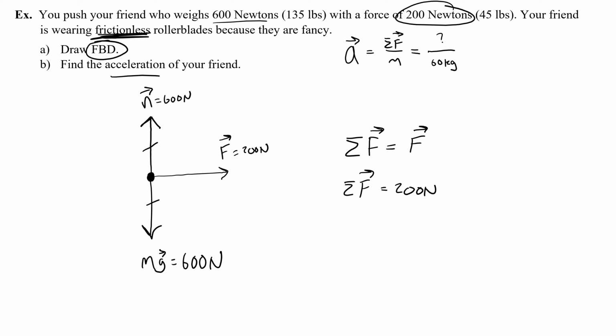And since you know the net force is 200 now, you can divide 200 newtons by 60 kilograms of mass and get your answer. And 200 over 60, that's a number, right? What's 200 over 60? Ooh, 3.3 forever. 3.3 repeating meters per second squared. So that's the acceleration of the rollerblader.